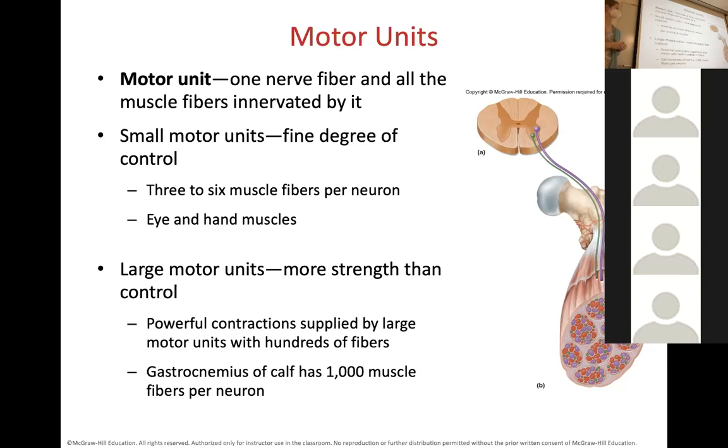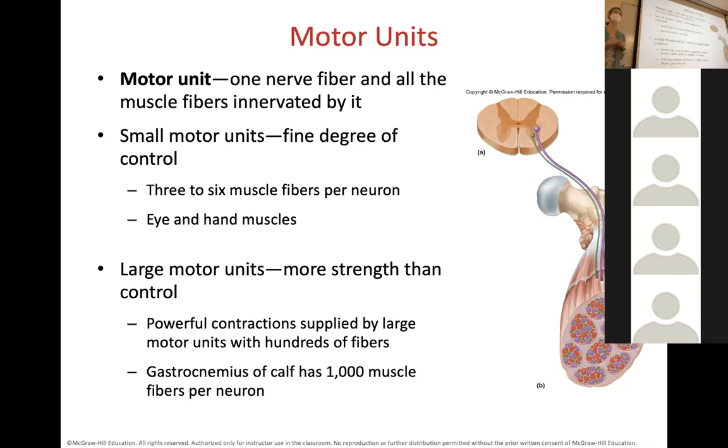So these motor units can have one neuron controlling up to, say, 1,000 muscle fibers. So rather than controlling 3 to 6 individual muscle cells, they can control 1,000, and that's going to basically provide a lot of power. So the gastrocnemius muscle, which is your calf muscle, on the back of your shin, has about 1,000 muscle fibers per neuron.